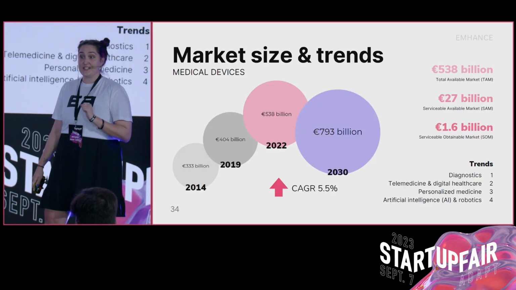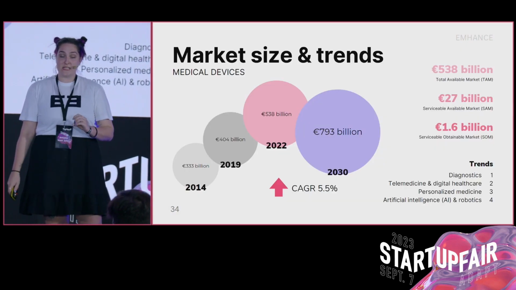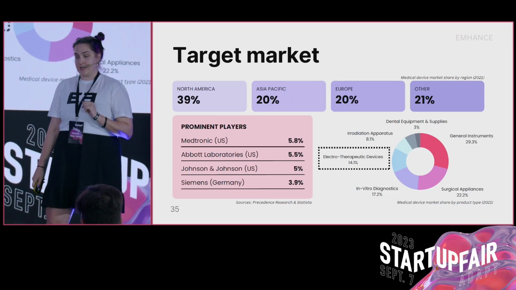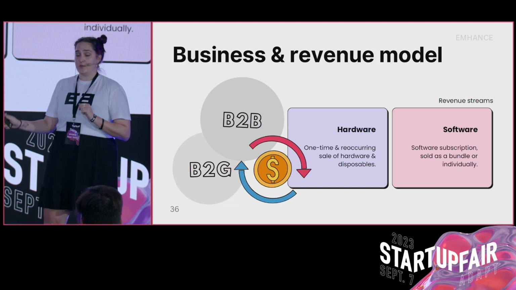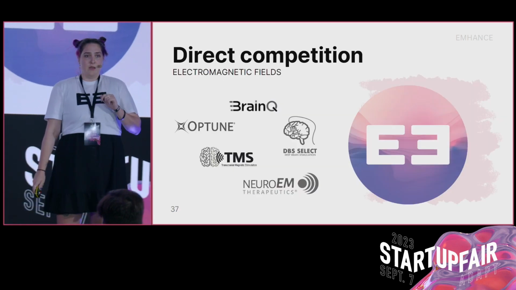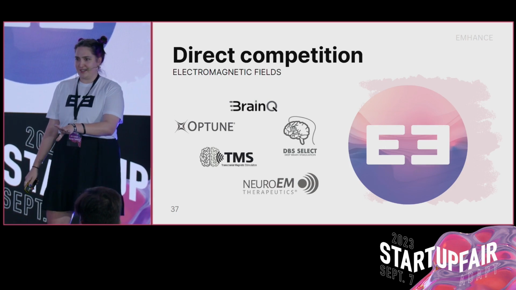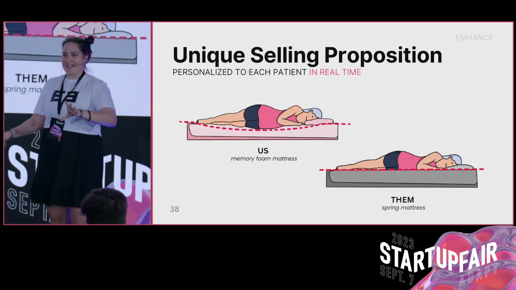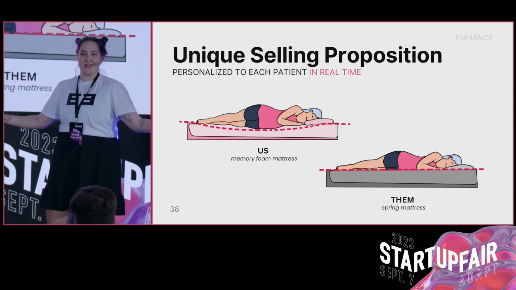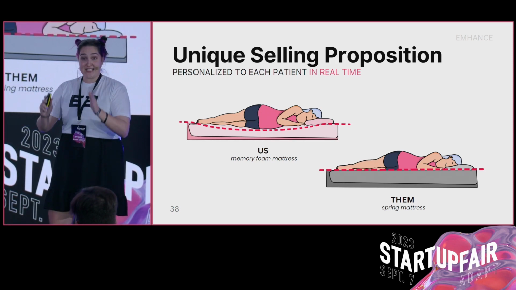The size of our market is 538 billion euros, and the main players are Medtronic, Abbott Laboratories, Johnson & Johnson, and Siemens. Our main revenue streams will be sales of hardware and software, B2B or B2G. But how are we different from our competition? Well, to put it plainly, we consider ourselves to be the memory foam mattresses to their spring mattresses, meaning that we are personalized to each patient in real time.